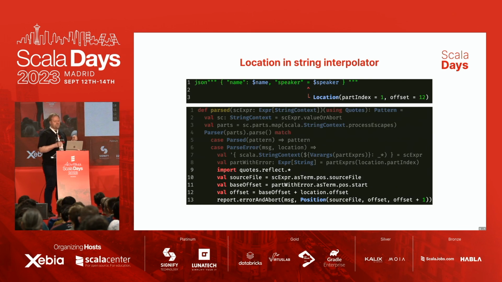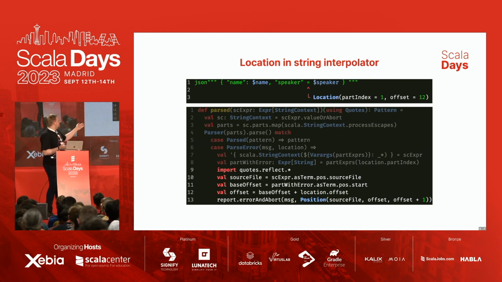So using reflection, we can construct specific positions. Here the first thing we need to figure out is what is the source file of the position, so we can take any of the expressions that we have, call asTerm on them to get their AST, then we can check for their position and get the source file. Then we can get the base offset of the string part that we were compiling, so basically this offset, and add it to the offset that we have within it, so basically computing this offset plus whatever came before in the file, and then we can reconstruct this position.